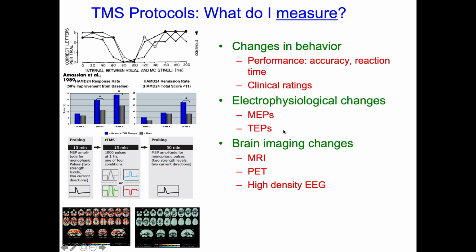stimulation. You can also look at brain imaging changes. I've talked a lot about MRI changes as well as PET changes in this study down here, for instance. You can use high density EEG. I showed you an example of that as well. So there's a number of ways you can measure the TMS effects, both physiologically and behaviorally.